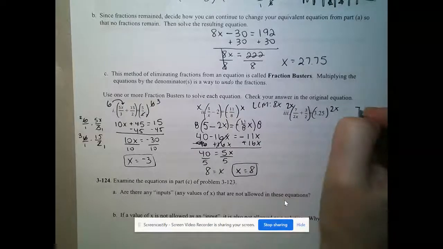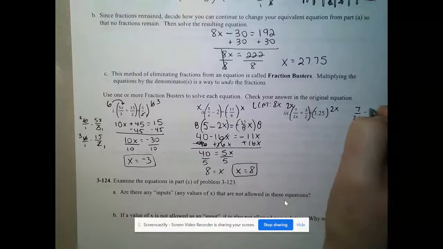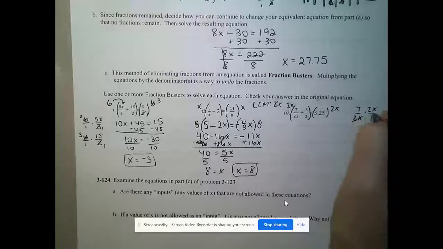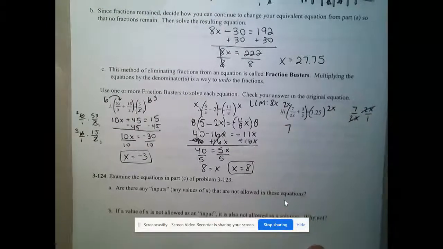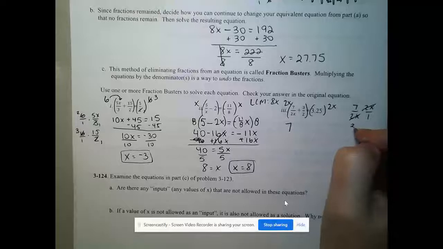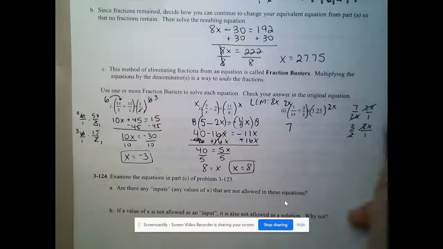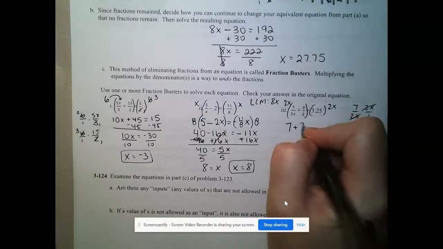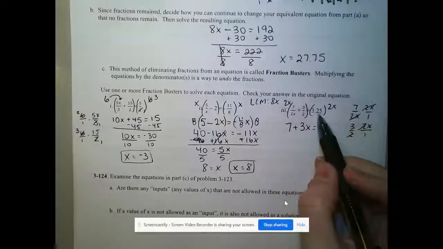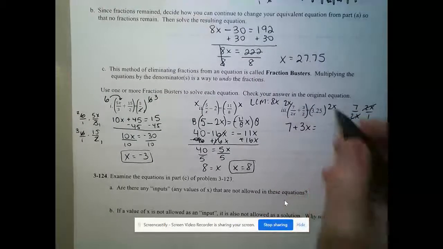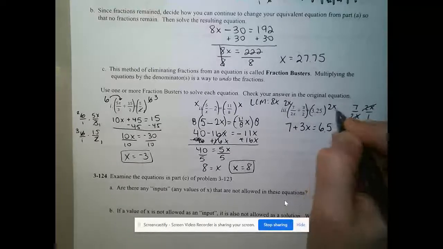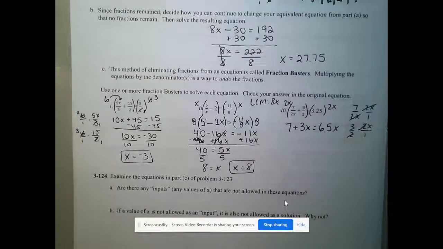So the first one, 7 over 2x times 2x, they cancel, and you just have the 7 remaining. The second one, 3 over 2, multiplied by the 2x. The 2's cancel, but you still have 3 times x, or 3x. And 3 1/4 times 2 is 6 1/2. And because I multiplied by x, it's 6 1/2x.